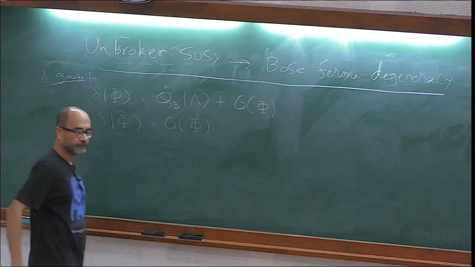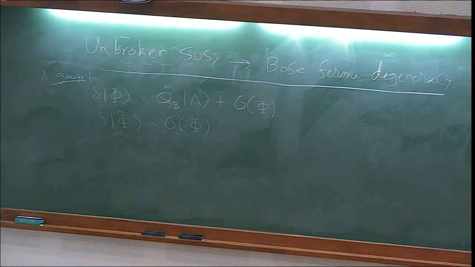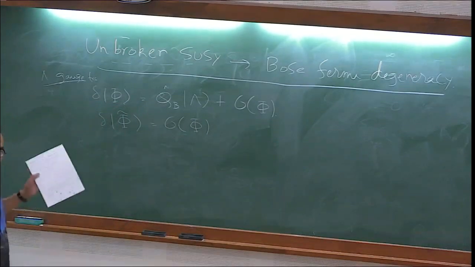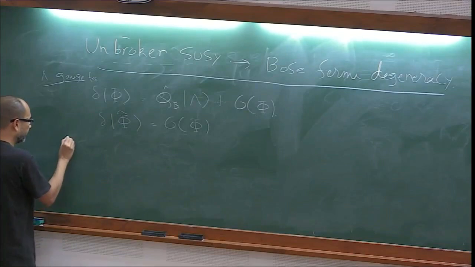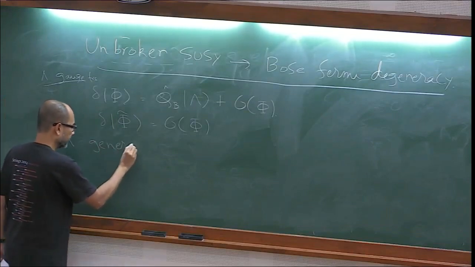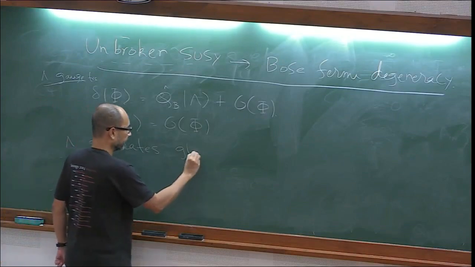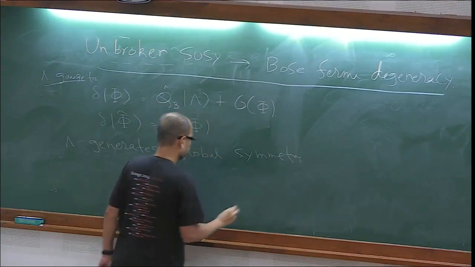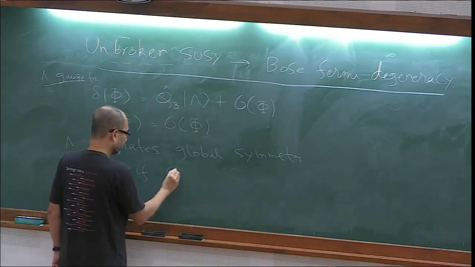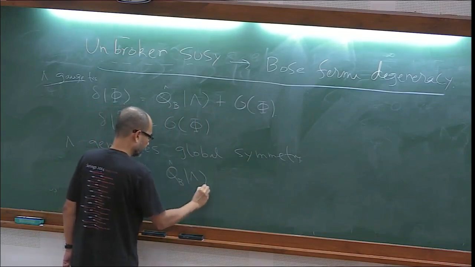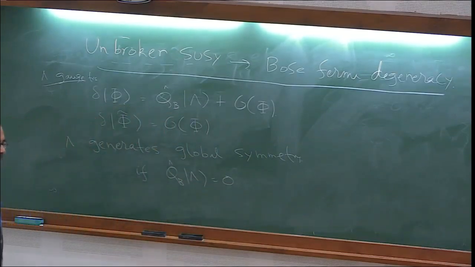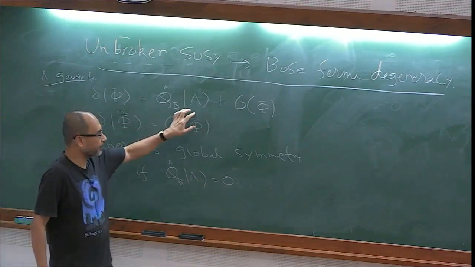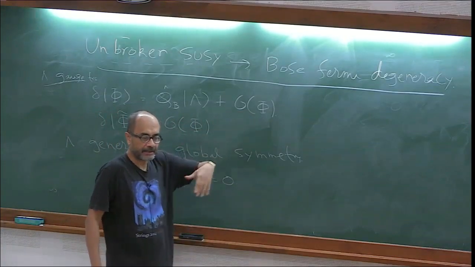Okay. So this is gauge symmetry. Now we'll say that the lambda generates a global symmetry, which means it's an unbroken gauge symmetry. So lambda generates global SUSY, a global symmetry, if QB hat lambda is 0. Because if QB hat lambda is 0, then delta phi doesn't have any homogeneous term, right? Its transformation starts at order phi, right? Which is the way a global symmetry acts, right?